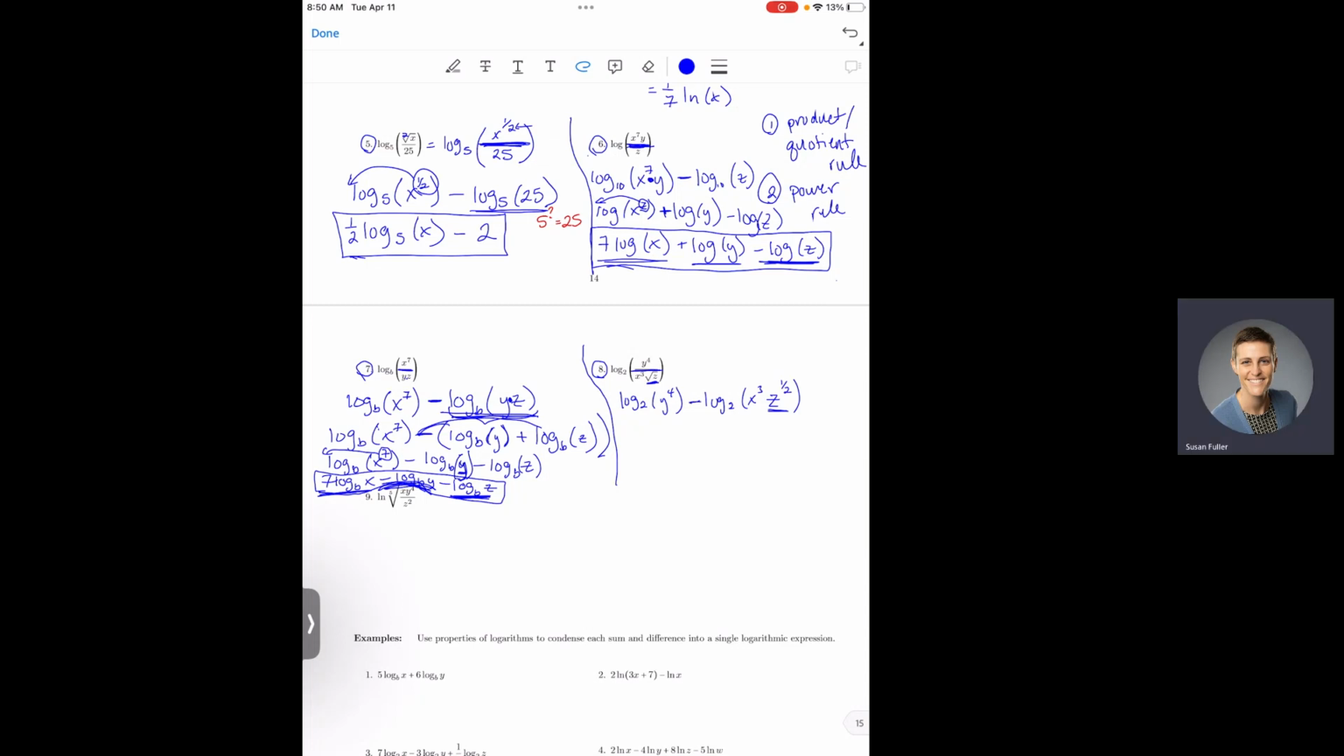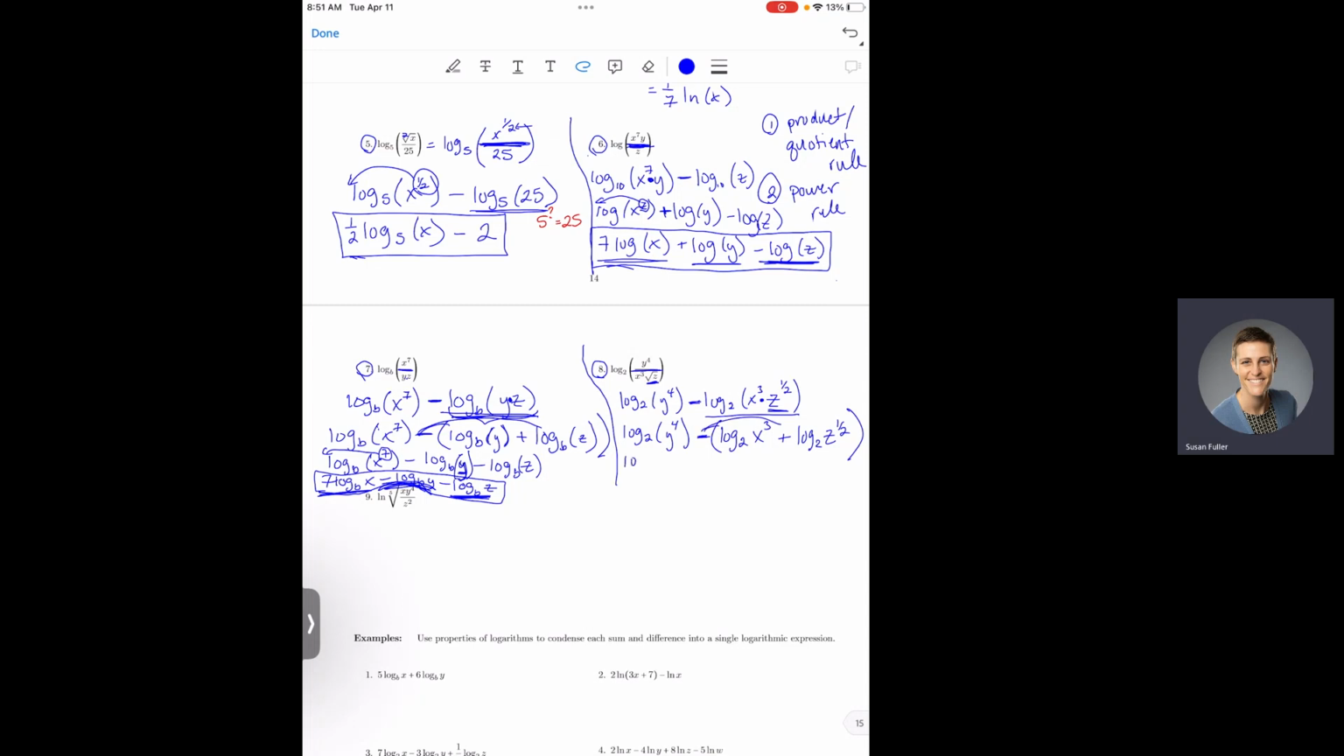We turned it into subtraction, but we still have multiplication remaining in one of our logs. So let's go ahead and split that up. So this is going to turn into log base 2 of y to the 4th minus log base 2 of x to the 3rd plus log base 2 of z to the 1/2. And remember, we are subtracting this whole log, which means we have to subtract this whole sum, and we're going to have to distribute that negative.